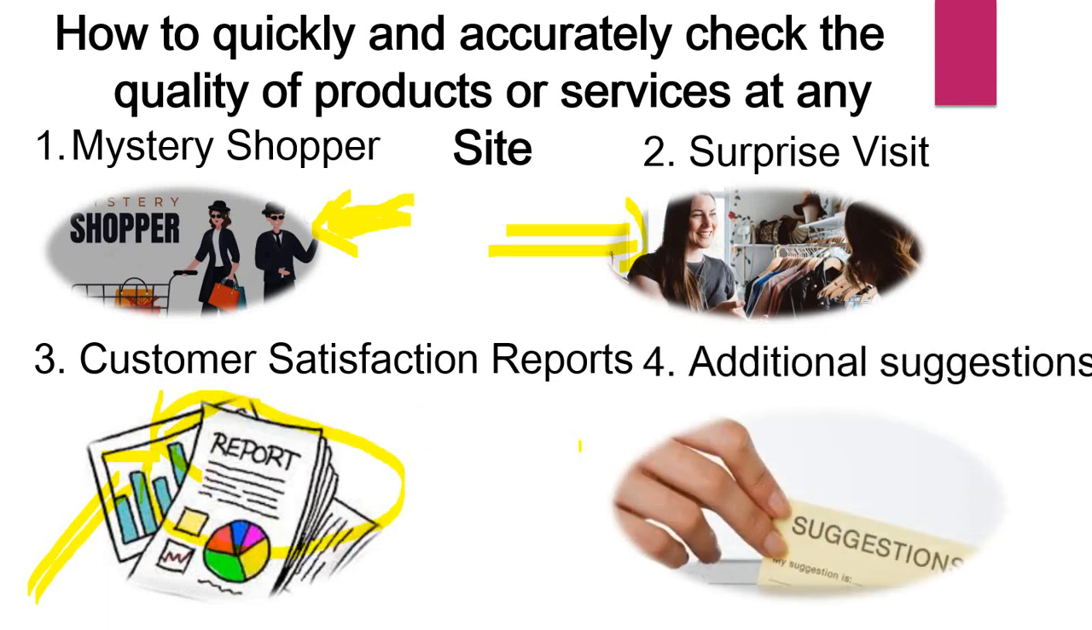And the next one, additional suggestions. In that condition you can give your additional suggestions after acting as a mystery shopper, making a surprise visit, and going through customer satisfaction reports. So you can give your information or knowledge to improve the quality of product and services for that particular site, or you can take suggestions from experts or from your senior manager, high authority.